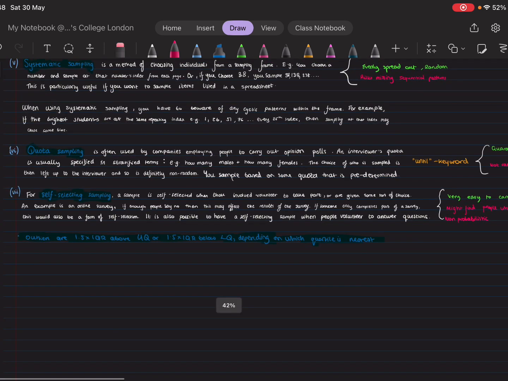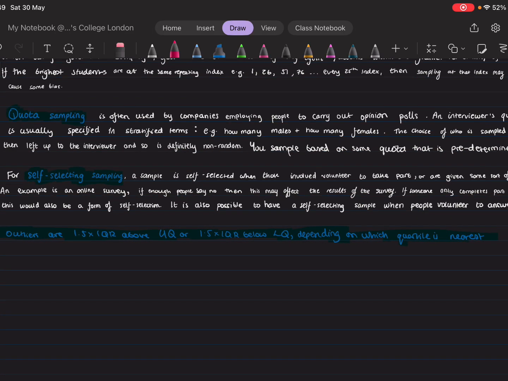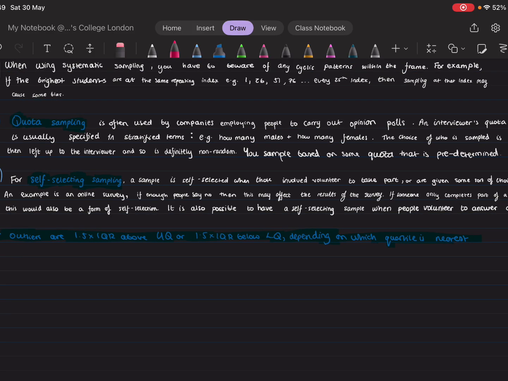Another thing that's important is the definition of outliers. When you're taking samples, sometimes you need to outline some outliers. An outlier is defined as when it's 1.5 times the interquartile range above the upper quartile, or 1.5 times the IQR below the lower quartile, depending on which one is nearest. So essentially, as a short definition, an outlier is 1.5 times the IQR away from the nearest quartile, or another definition is that it's 2 or more standard deviations away from the mean.